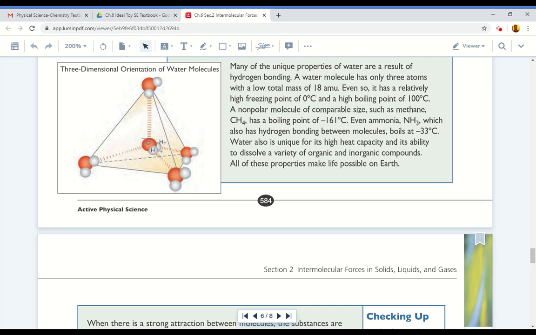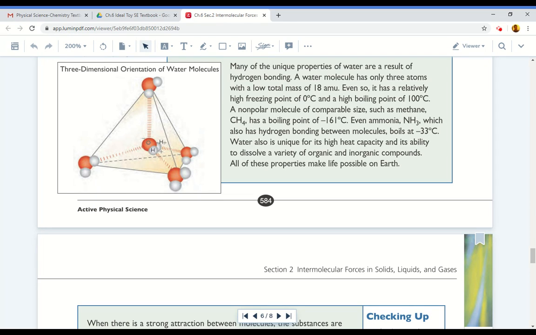A water molecule has only 3 atoms with a low total mass of 18 AMU. Even so, it has a relatively high freezing point of 0 degrees Celsius and a high boiling point of 100 degrees Celsius. A nonpolar molecule of comparable size, such as methane, CH4, has a boiling point of negative 161 degrees Celsius. Even ammonia, which also has hydrogen bonding between molecules, boils at negative 33 degrees Celsius.